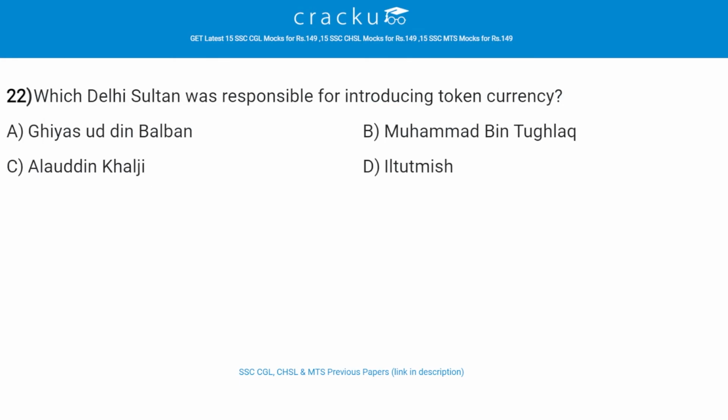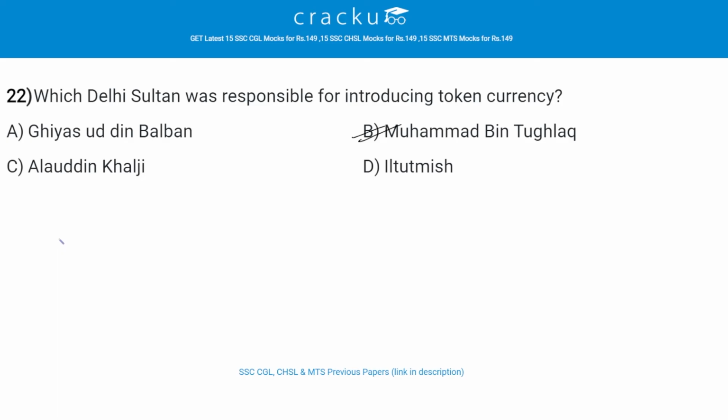Which Delhi Sultan was responsible for introducing token currency? The correct answer is B, Muhammad bin Tughlaq. He ruled over the northern part of the Indian subcontinent and the Deccan. He moved his capital to Daulatabad in 1329 and Tughlaq introduced representative or token money. These were coins of copper and brass that could be exchanged for a fixed amount of gold and silver from the Delhi Sultanate.